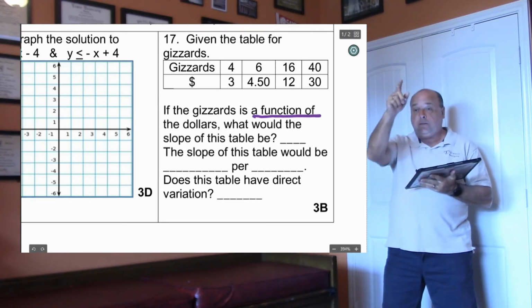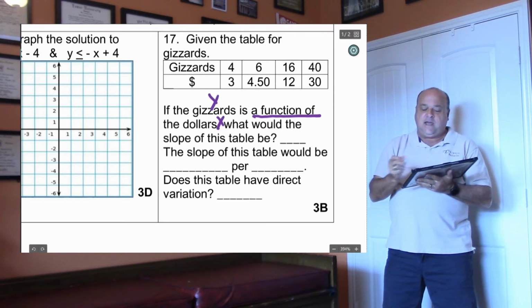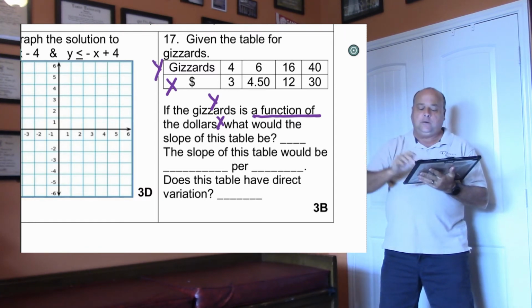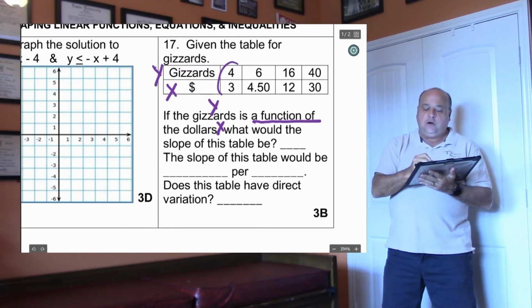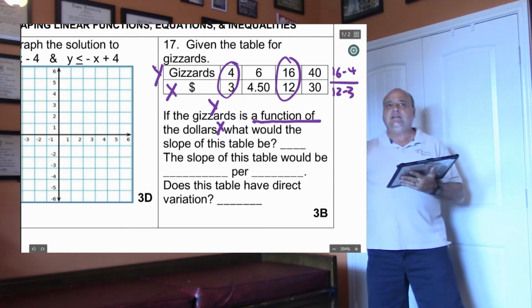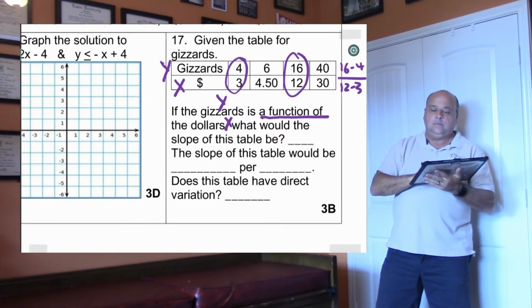Underline function of, some of y'all aren't doing this and you're missing it. Y is a function of x. So the y is the gizzards, the x is the dollars. So we're finding gizzards per dollar. So on this problem here, you may want to use these two. So I'm going to do 16 minus 4 over 12 minus 3, and that's going to be my slope, okay? And just answer the problem.